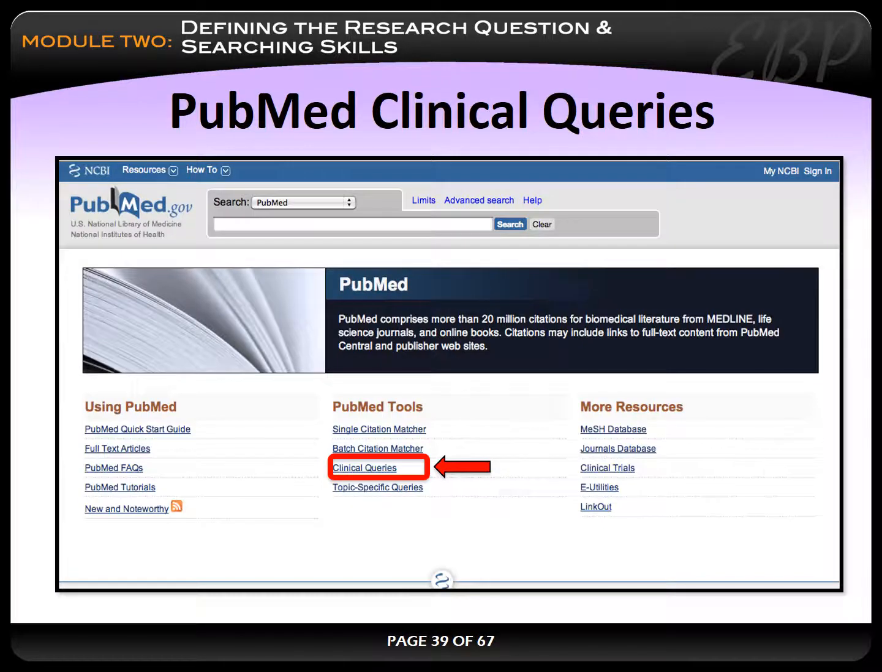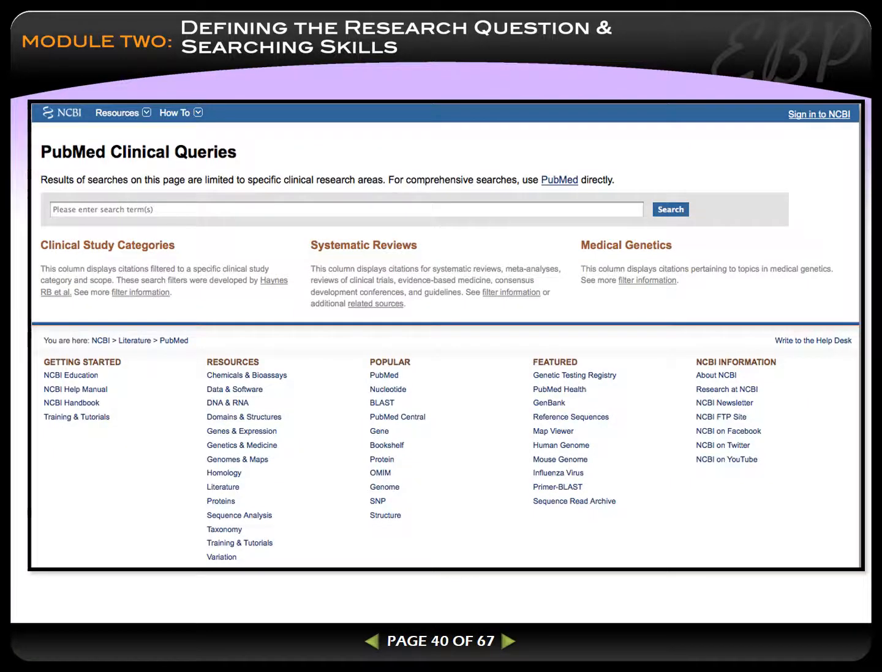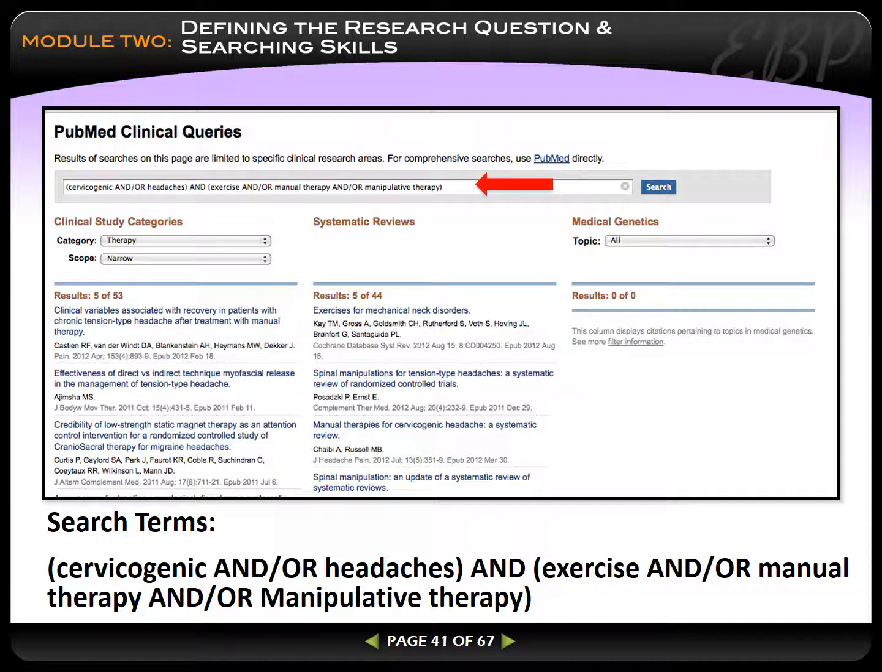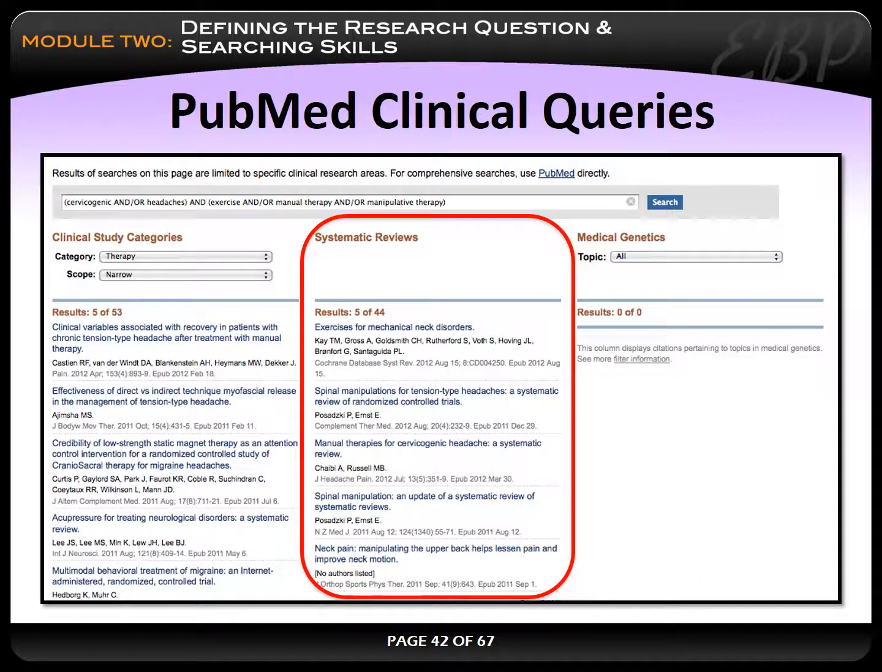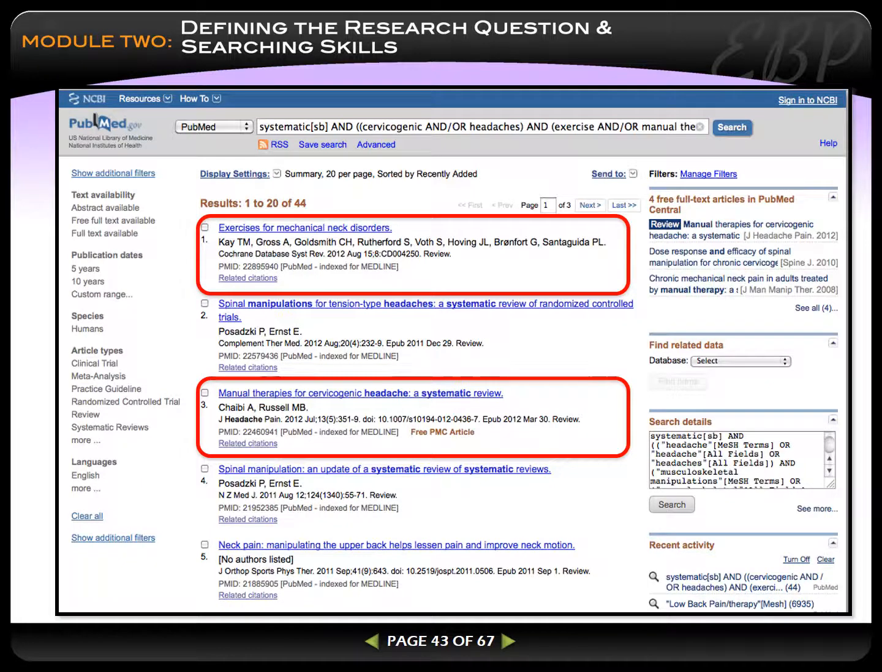Okay, I'm going to leave that. And these are some slides on the PubMed clinical queries that you can use, and then the search terms and what you'll see. When you do get your articles showing, you'll see that you'll have the clinical study categories, and you'll also have systematic reviews. And as we said, try to go to the systematic reviews initially, at least to see if it looks like there's one that's well done.